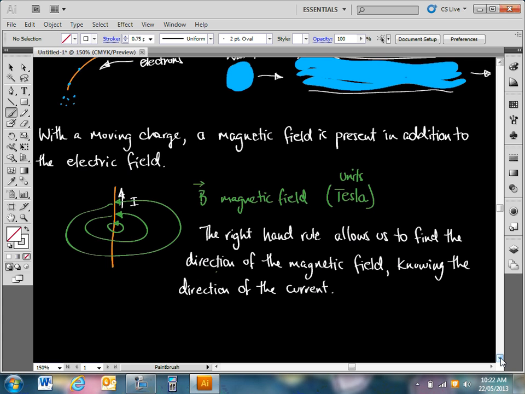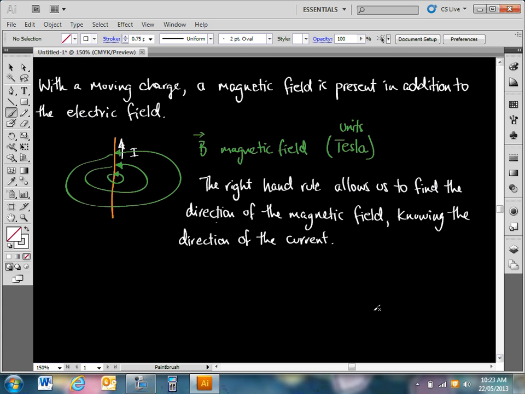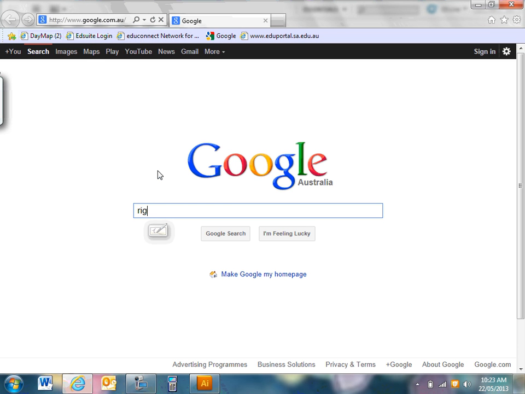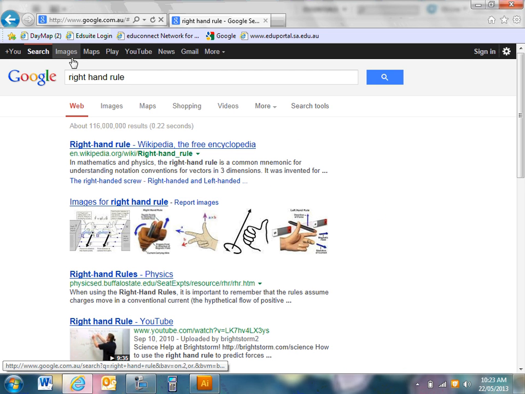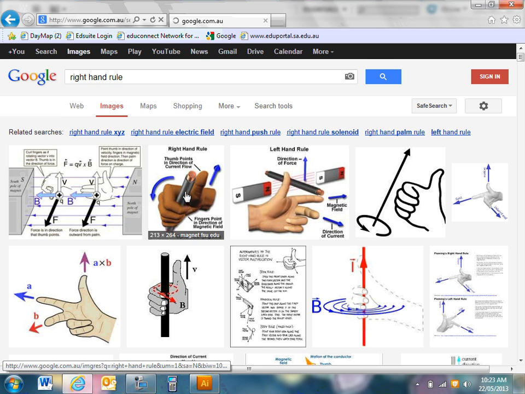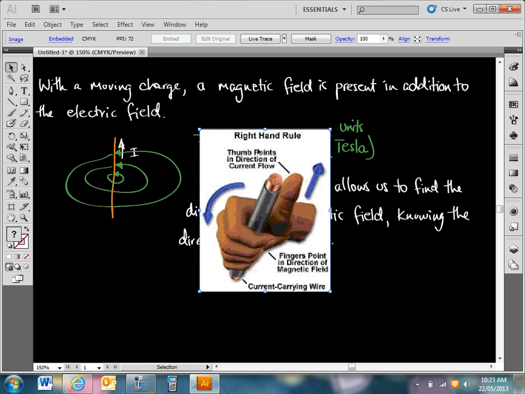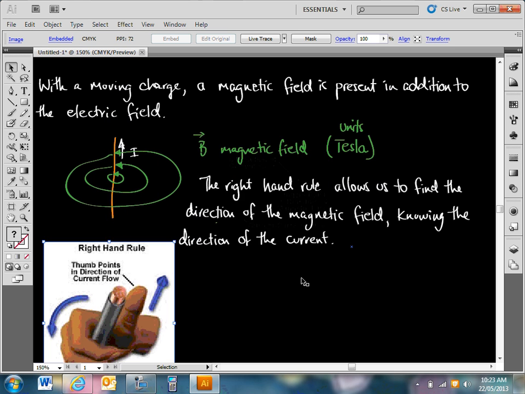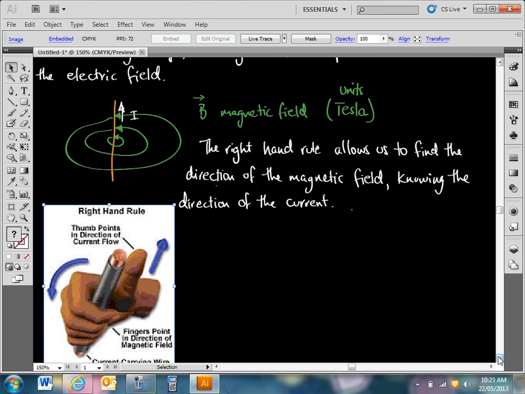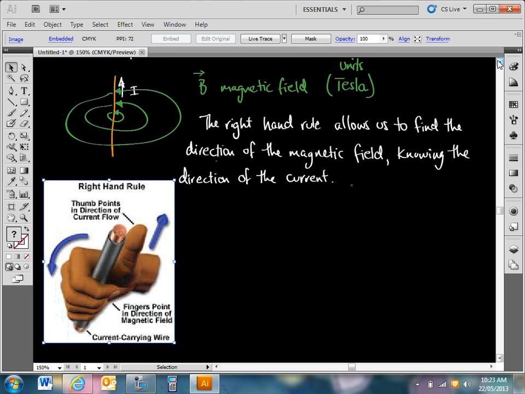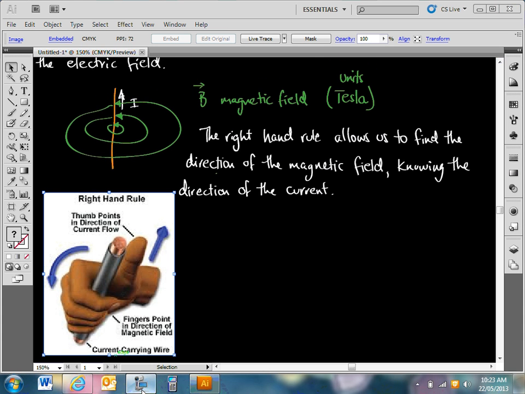I have a picture. I'll get the picture that I used the other day. That's quite good. You can use the left-hand rule if you want to. You just have to remember to reverse it every time. I'm going to say that it's possible, but don't do it.